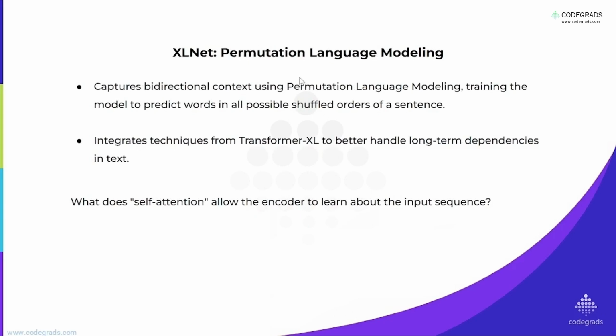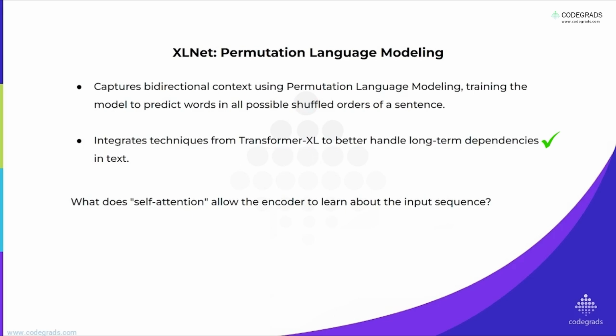Now, it is permutation language modeling, which captures the bidirectional context by training the model to predict words in all possible separate orders of a sentence. It improves on BERT by permuting word order during training, and there is no masking here. It is all combinations of a sentence, and it is better for long text and context-heavy tasks. It integrates the technique from Transformer-XL to better handle long-term dependencies in text.